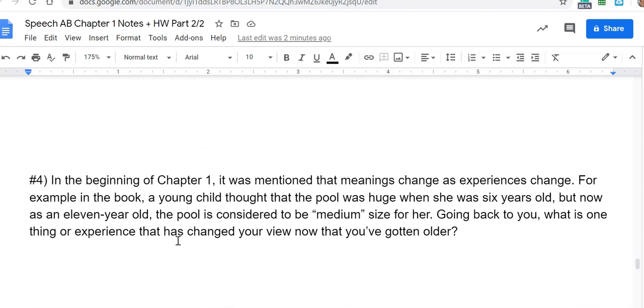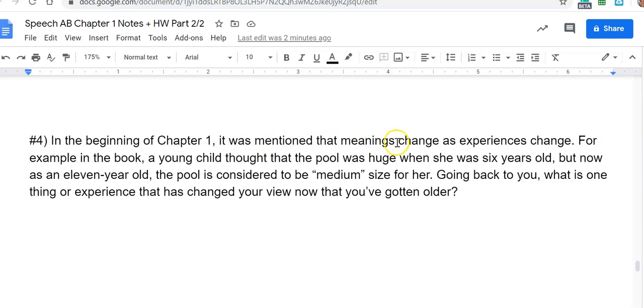next time around. Okay, number 4, in the beginning of chapter 1, it was mentioned that meanings change as experience changes. For example, in the book, a young child thought that the pool was huge when she was 6 years old, but now as an 11-year-old, the pool is considered to be medium-sized for her. So going back to you, what is one thing or experience that has changed your view now that you've gotten older? Okay, and it doesn't have to be like, something was huge and now it's small. So maybe something could be tasty, or nowadays it's not tasty, or it could even be the other way around. Broccoli was terrible when I was 6 years old, but now I kind of like it. So you tell me what experience has changed for you over time.